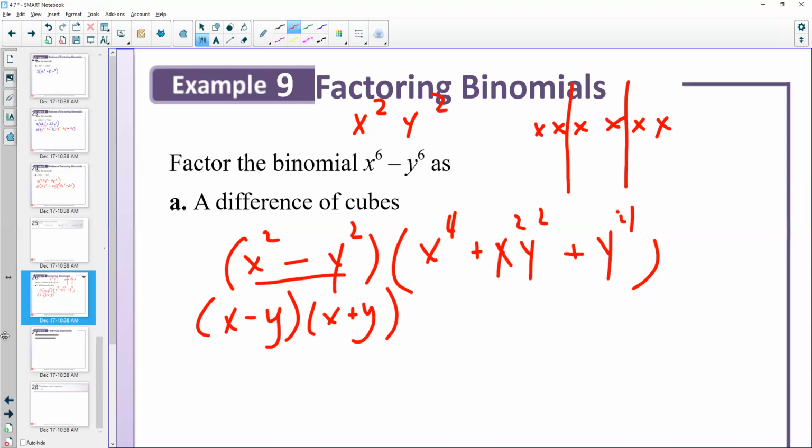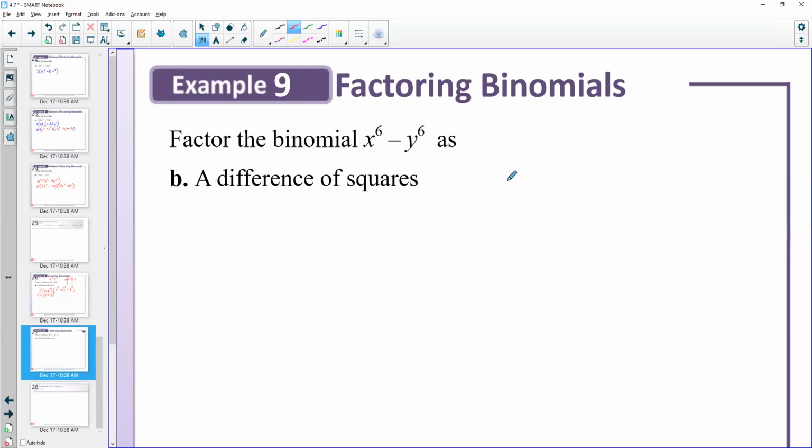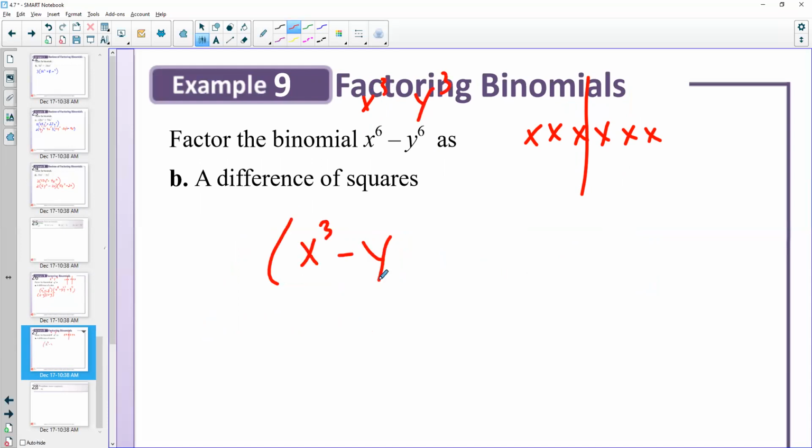All right. We can also factor this as a difference of squares, can't we? Because let's think about those x's again. I can divide it into two groups just as easily. So the base would be x to the third and y to the third. So it would be x to the third minus y to the third, and x to the third plus y to the third.